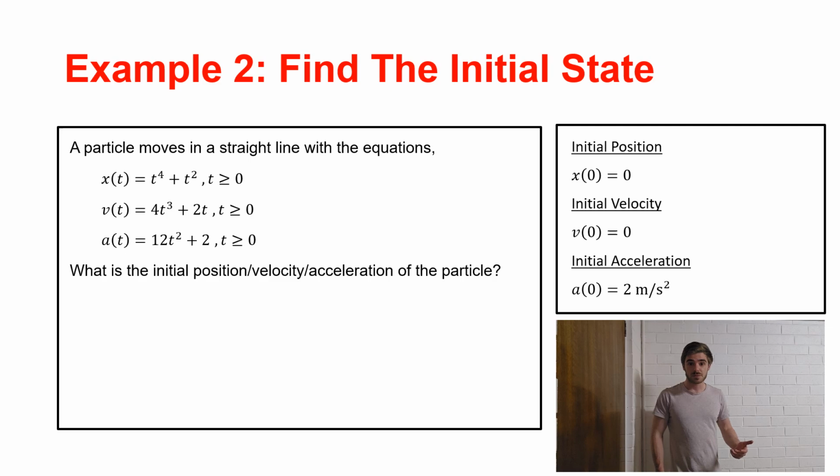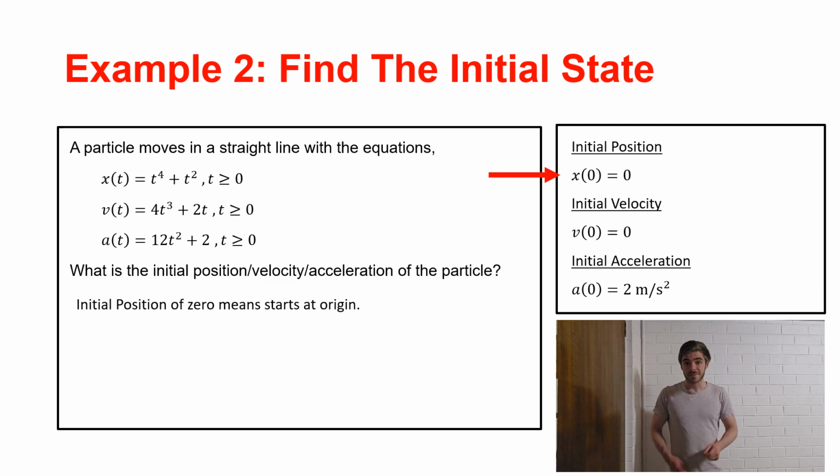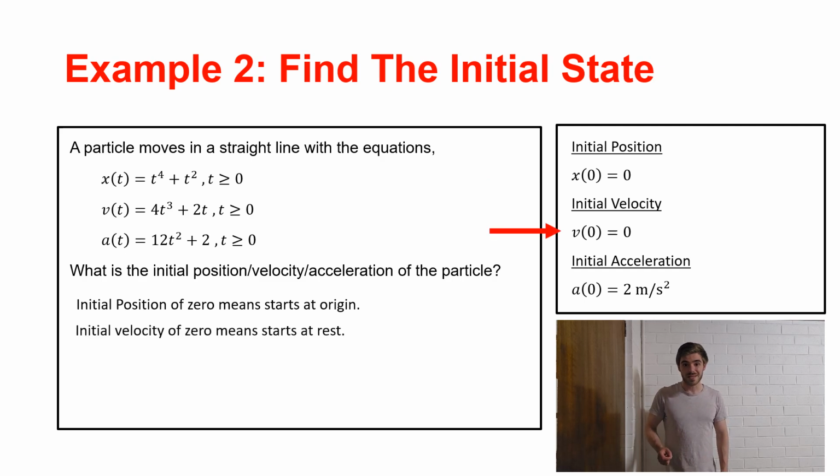The question now becomes, how do you interpret this? Well, let's go line by line. If the initial position is 0, then it means we're starting at the origin. If the initial velocity is 0, then it means we are at rest, we're not moving.